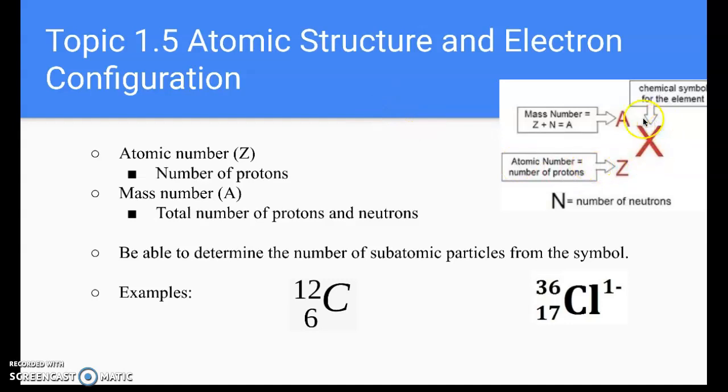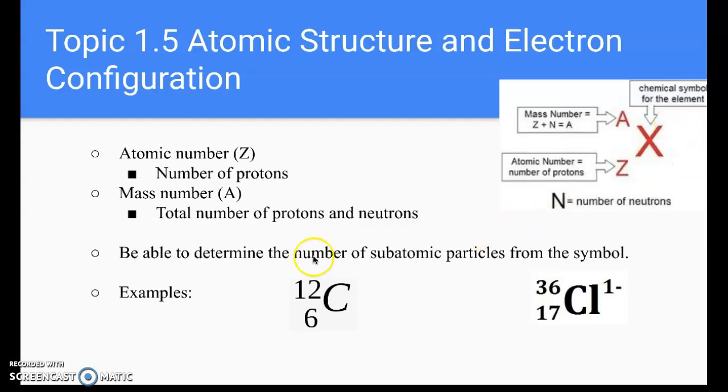Now with this, we can create an atomic symbol. So the symbol looks like this. X is the chemical symbol, you know, the 1 or 2 letter symbol for the element. We put the atomic number to the lower left. You put the mass number to the upper left. If there were a charge, and it doesn't show any here, but if there was a charge, you would put it to the upper right.